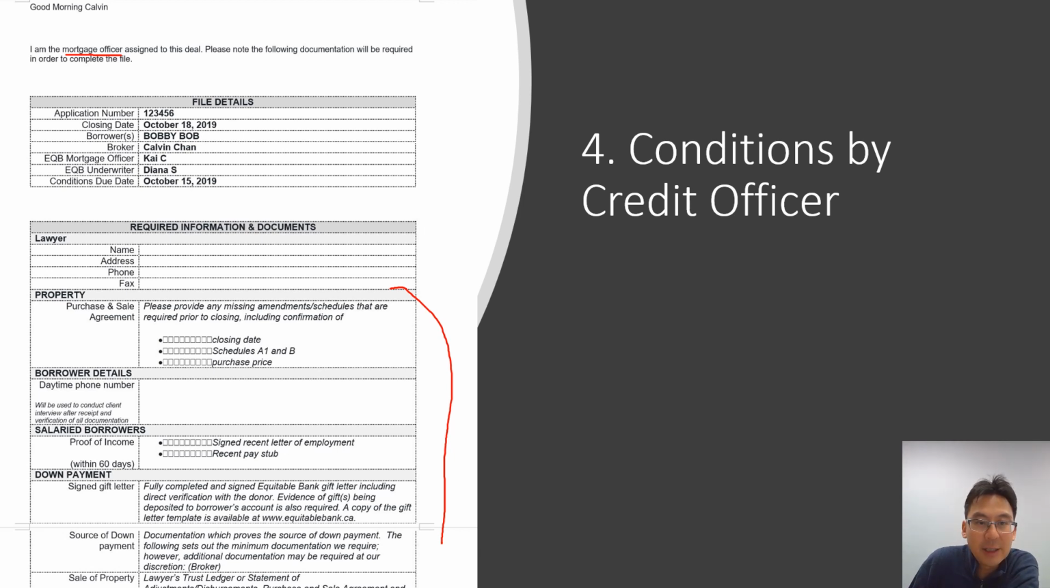You see the closing day, this is a pre-construction, so they want to know the closing day, some schedule, purchase price, proof of income, employment letter, pay stub, some gift letter and all that stuff, right? So basically, this is your checklist. From now on, this probably is the most important document you need. You want to eliminate all of them, check it one by one. You gather all this information and then scan it and email it to the credit officer.